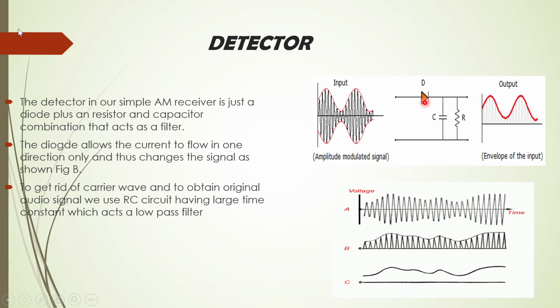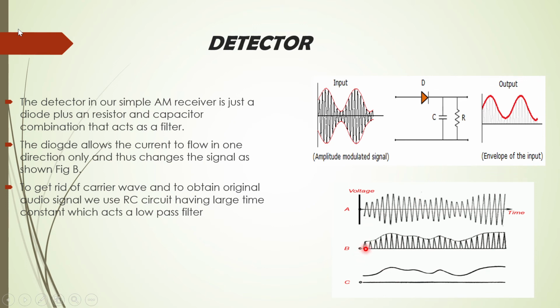Basically, the carrier wave that comes through the tuner goes into the diode. The diode allows the current to flow in one direction only, and thus the AM signal changes from this to this. Now this long sequence of voltage spikes encounters this RC combination, and note that this RC combination has a very large time constant.